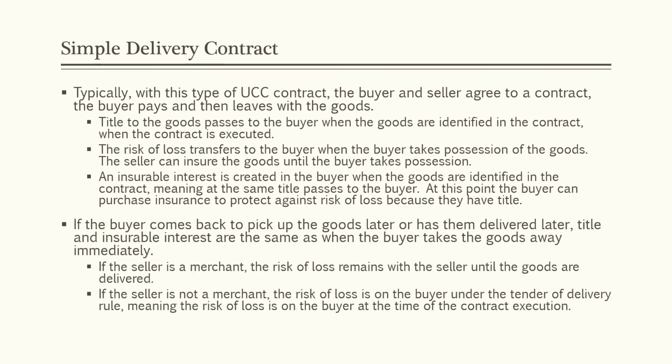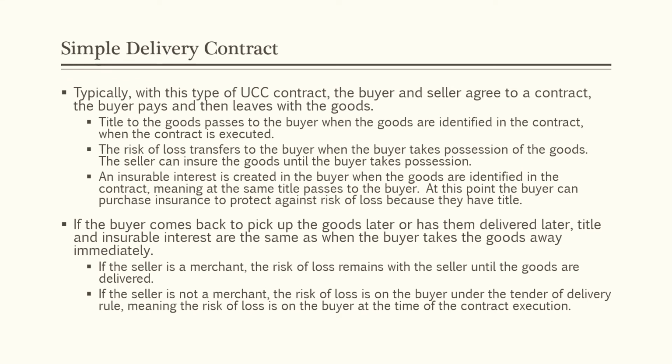Now, if the buyer comes back to pick up the goods later or has them delivered later, title and insurable interest are the same as when the buyer takes goods away immediately. If the seller is a merchant, the risk of loss remains with the seller until the goods are delivered. But if the seller is not a merchant, if the seller is a consumer, the risk of loss is on the buyer under the tender of delivery rule, meaning the risk of loss is on the buyer at the time of the contract execution. Tender of delivery is the moment the goods are available for the buyer to take.